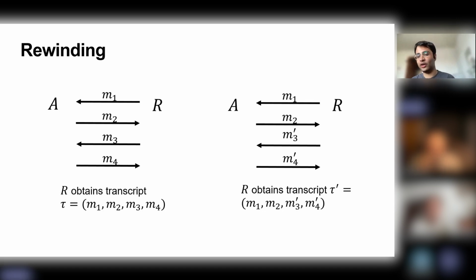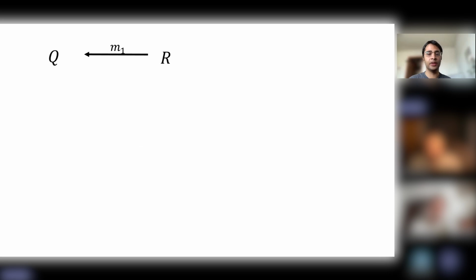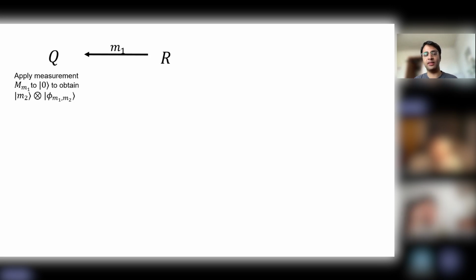So what goes wrong if you have a quantum prover? Why can't you get these two transcripts from a quantum prover? Well, you can send M1, and generically, what is a quantum prover doing? What does it mean to be a quantum prover? It will apply some measurement, which depends on the message M1, to its initial state, and it will obtain this measurement result M2 and this residual state phi M1 M2.